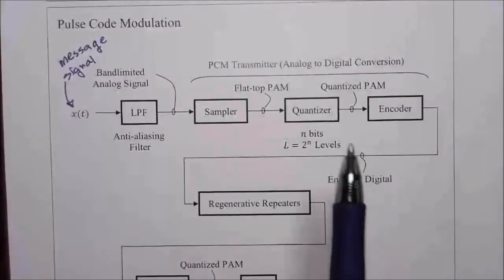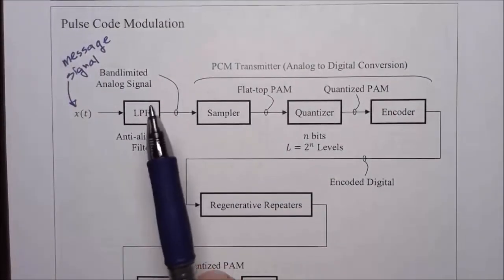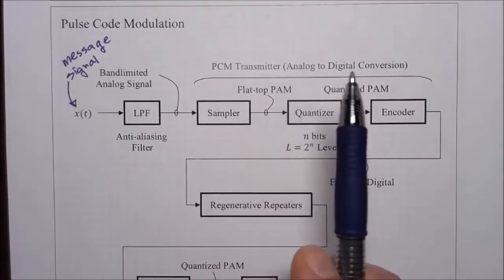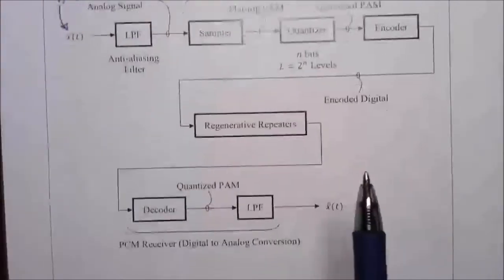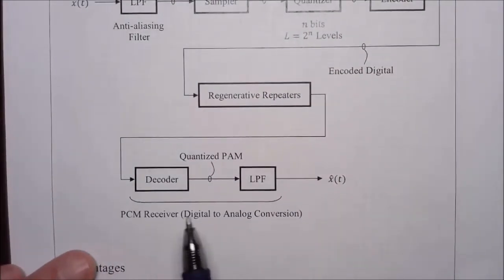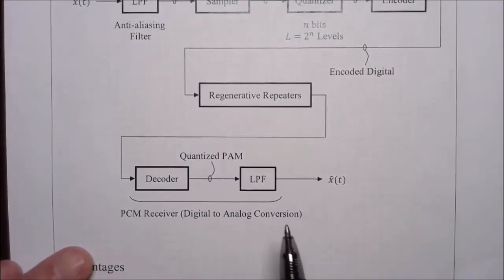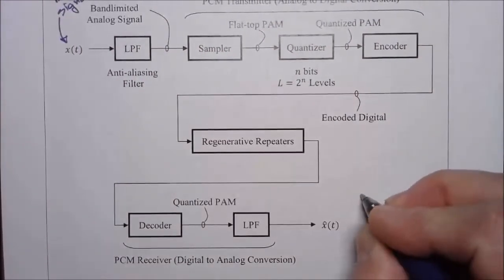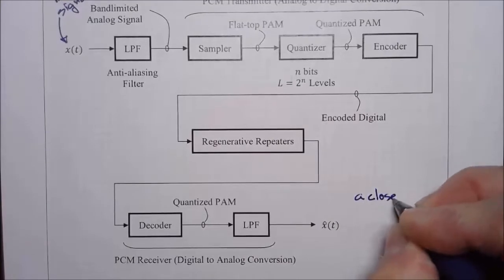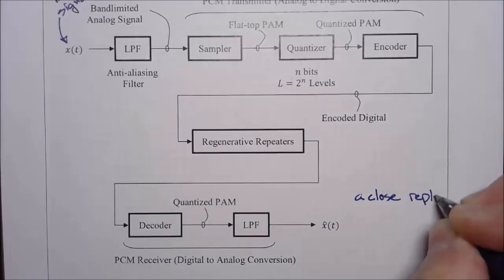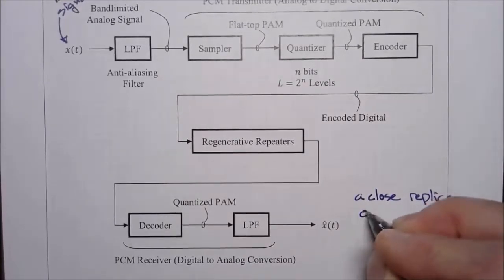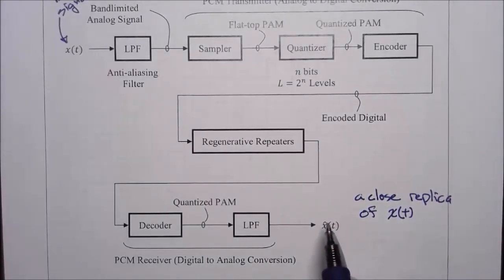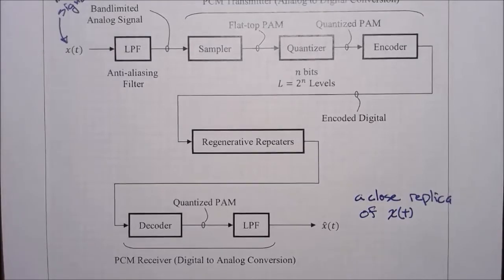The transmitter part of the system is an analog to digital conversion process, and then at the receiver we have a digital to analog conversion process. The resulting signal is a close replica of the original signal X of T, and that's indicated with this little hat above the X.